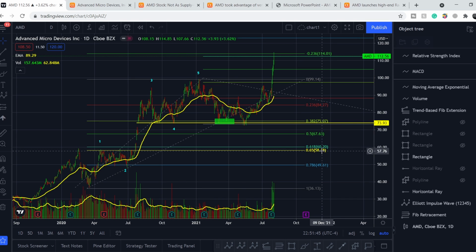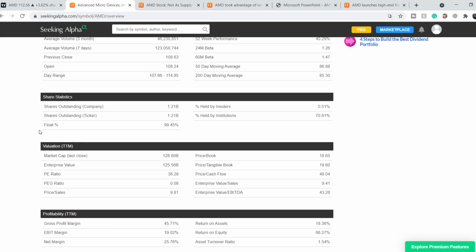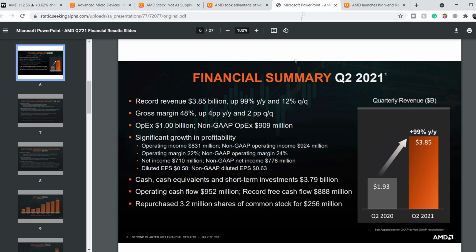So, let's continue with the fundamentals of this company. First of all, let's start with their company profile. Advanced Micro Devices operates as a semiconductor company worldwide. The company operates in 2 segments: computer and graphics, and enterprise, embedded and semi-custom. And of course, you all know what this company is about. And for now, their total market cap is $128.8 billion. And let me show you their latest financials.